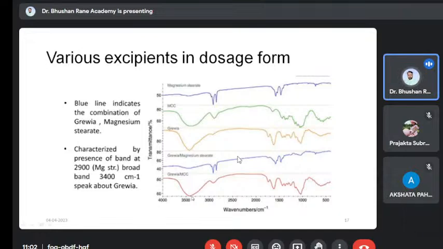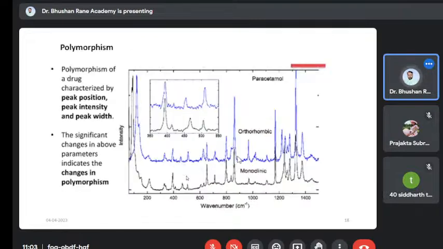So if that broad spectrum is there, from that which is observed in our pure sample of grevia, that same peak is observed in the mixture of grevia and MCC. It confirms the presence of grevia. Likewise, you can understand the interaction between the excipients also.